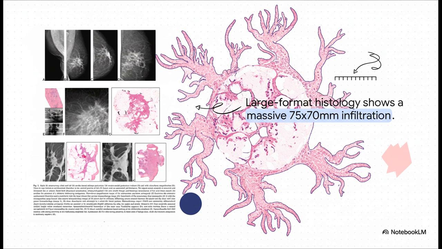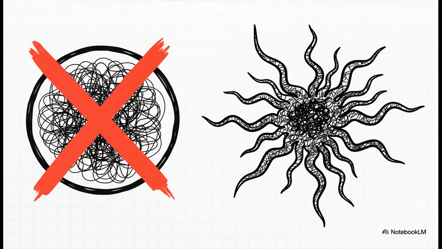Now, check this out. This slide shows us what that distortion on the mammogram actually is. This is a huge slice of the tissue, stained so the cancer shows up in pink. And you can see it's not a round tumor. It's this enormous, sprawling network that has infiltrated the tissue. In this case, it measured a staggering 75 by 70 millimeters. It's a full-on invasion.